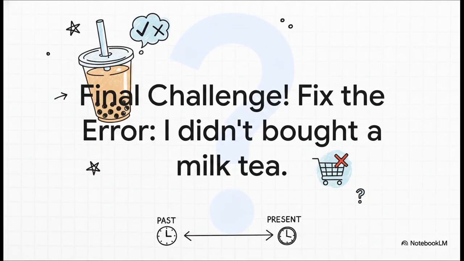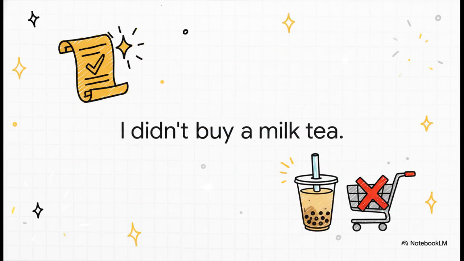Okay, here it is, the final challenge. And I'm giving you this one because it's a super common mistake. Have a look at this sentence. What is wrong with I didn't bought a milk tea? And the correct sentence is I didn't buy a milk tea. Remember that golden rule. After didn't, the verb has to go back to its original form. Didn't already did the job of putting it in the past.